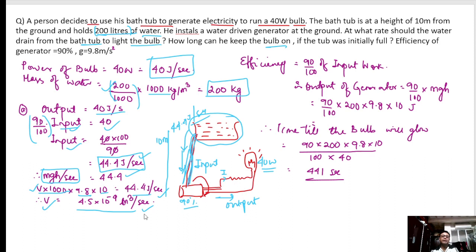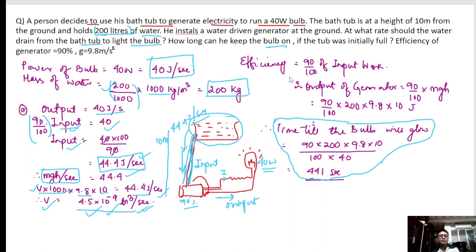Please watch here. That was their first question: how much water should come out per second? 4.5 × 10^-4 cubic meter of volume should come out per second. Now, the time for which the bulb will be lighted. Please watch here.